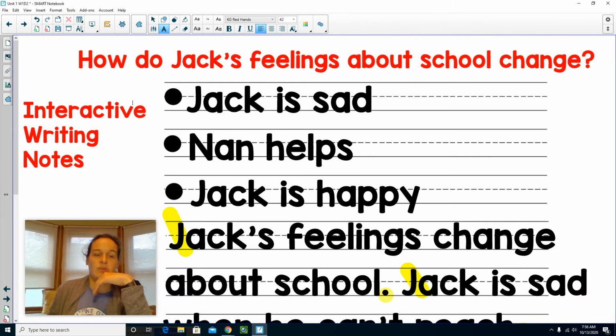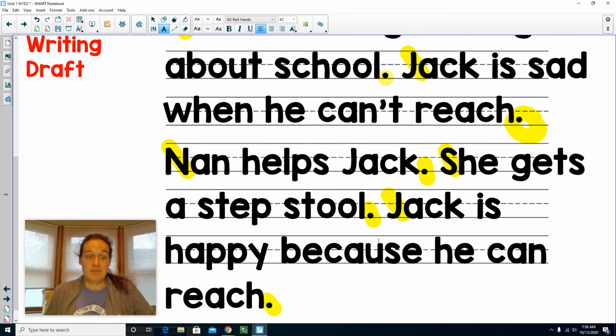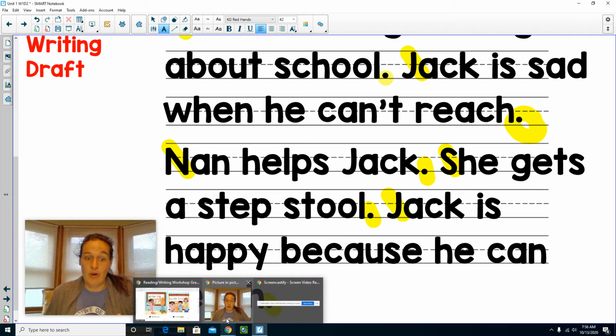And then we're going to double check that we answered the question. So it said, how do Jack's feelings about school change? Well, he started off sad. Nan helped him and it made him happy. So we can see we did answer our question. Great job today. You'll be doing an activity like this tomorrow on your own.